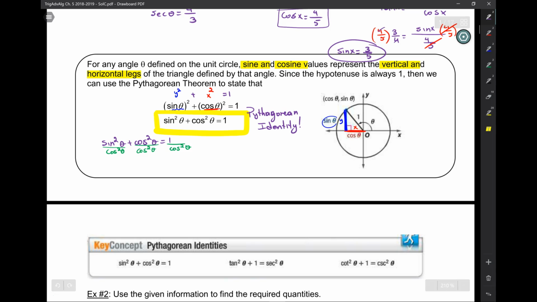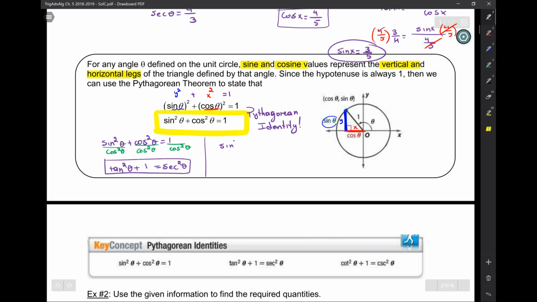So then this will be tangent squared theta plus, what's cosine squared over cosine squared? 1, equals, what's 1 over cosine squared? Secant squared theta. Oh my God, look, I have another identity. Another Pythagorean identity. They're kind of like formulas, but they're the same thing, really.